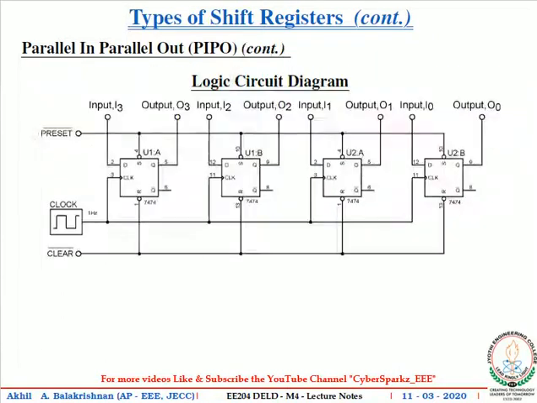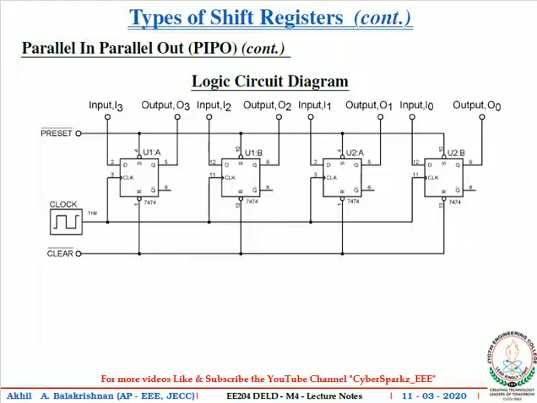for one clock pulse, the data will be parallelly inputted as well as obtained as the corresponding outputs of each of the flip-flops. This is the logic circuit diagram of a parallel in, parallel out PIPO shift register. You can see the connections are simple. For each flip-flop you have to provide the same clock. The input of each flip-flop will be the corresponding one bit of the input data. Similarly, the output of each flip-flop will be one bit of the parallel output data.